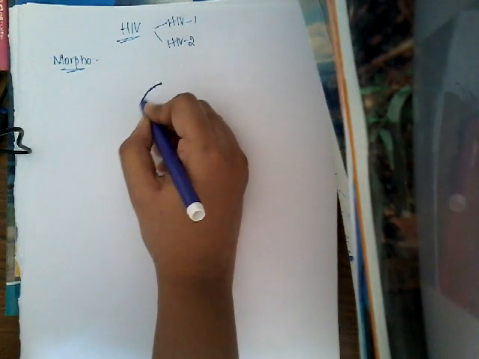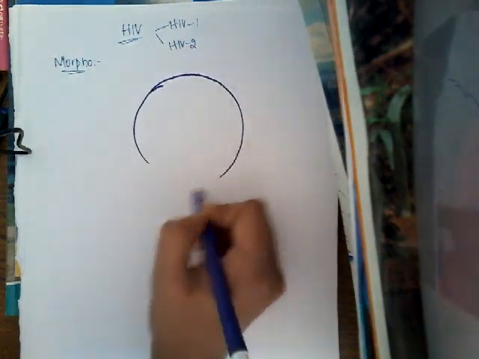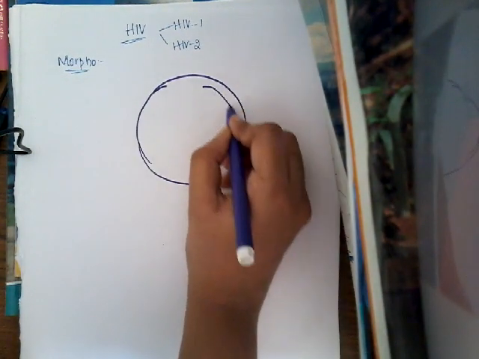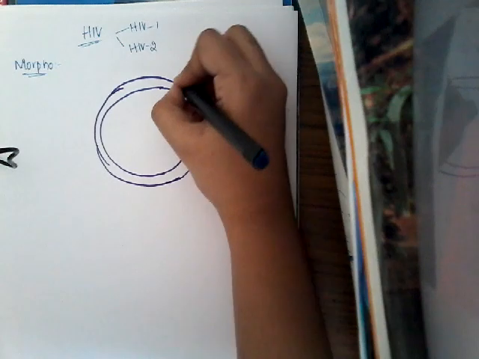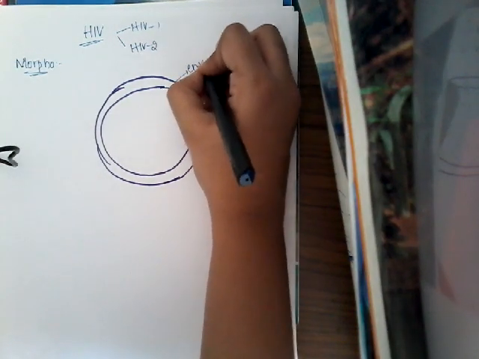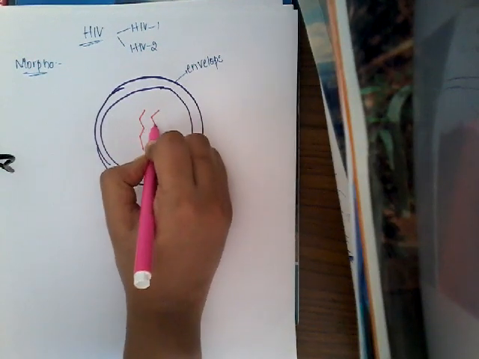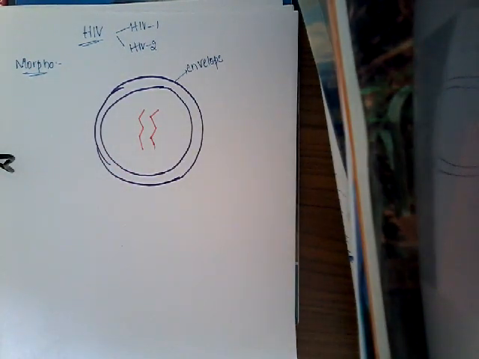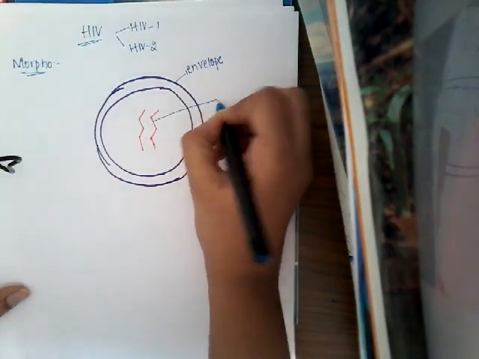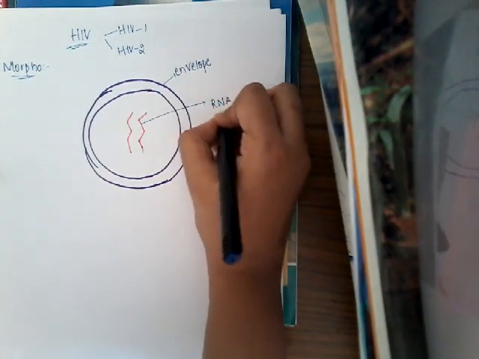The morphology of this HIV virus is, number one, it is a spherical virus, and it is enveloped. Not capsule, I'm sorry, envelope. So this is the envelope, and this is the HIV virus. It is an enveloped, spherical virus, and it has two identical copies of genetic material. These are RNA genome.